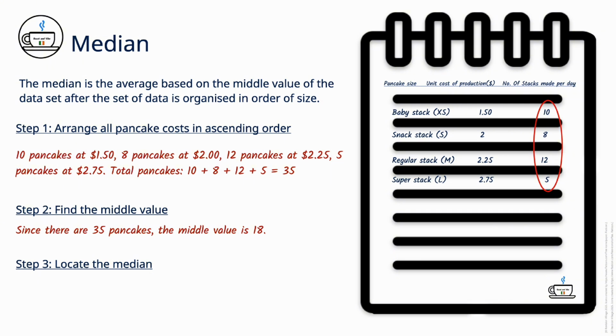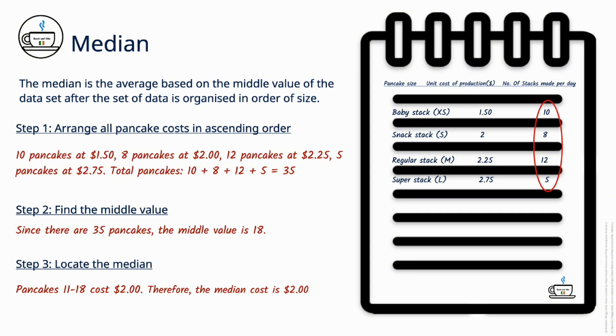Now we need to identify the 18th value in our list. The first 10 pancakes, as we've previously said, are $1.50. The next 8 are $2. These are positions 11 to 18. Therefore, the 18th value in the dataset is $2. That means the median average is $2.